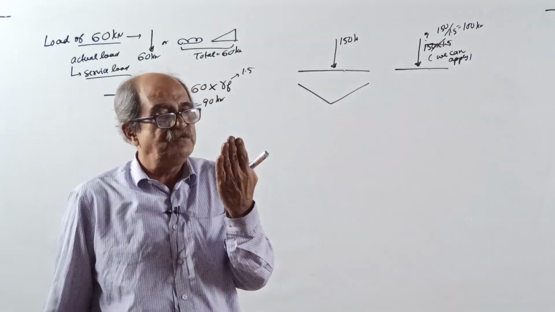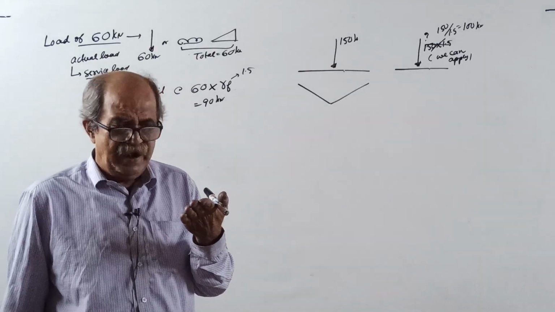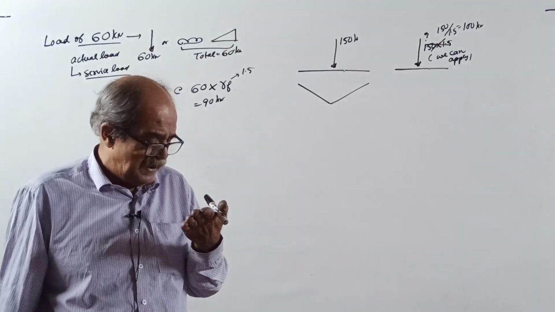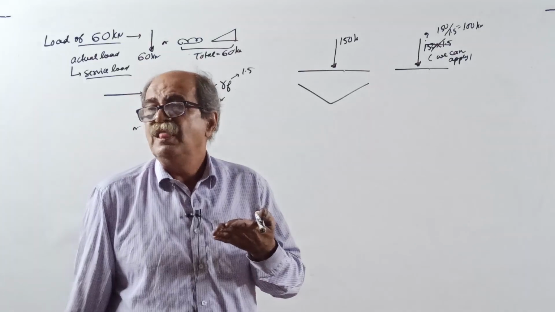Students will look at the notes. He gets confused. See, sometimes multiplied, sometimes divided. When to multiply, when to divide. Last time, point load multiplied, UDL divided. But in this question, point load divided, UDL multiplied.